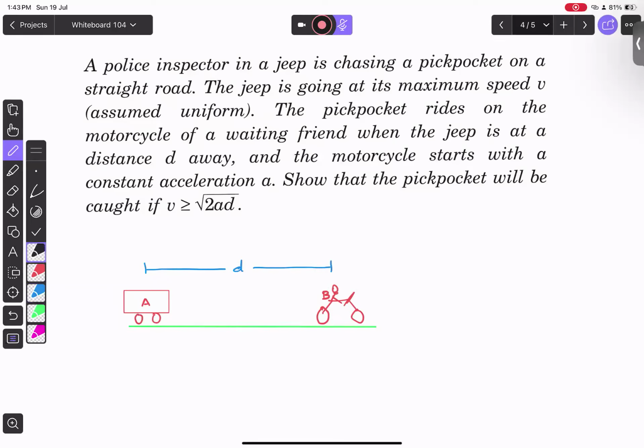The police chief starts moving with a constant velocity, which is V. And this bike guy starts from rest. So his initial velocity is 0, but obviously it is not given which way the acceleration of the bike will be. But it is obvious, no?